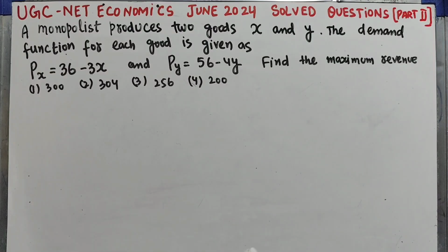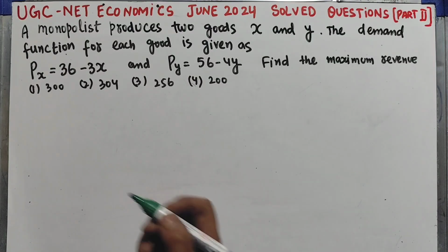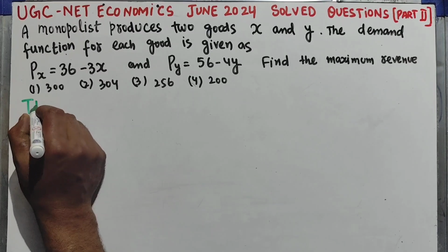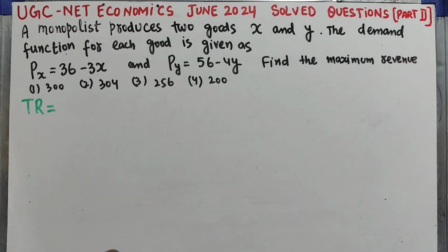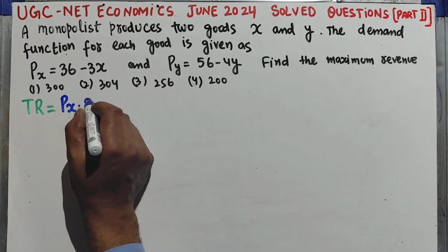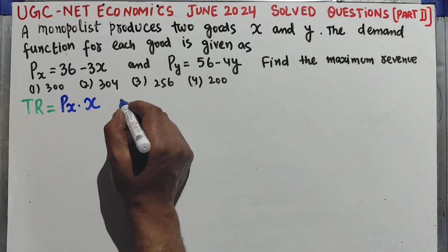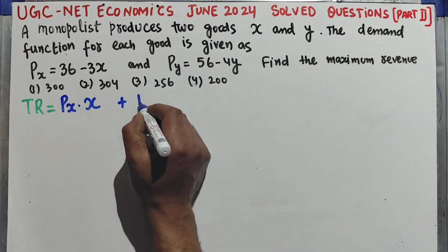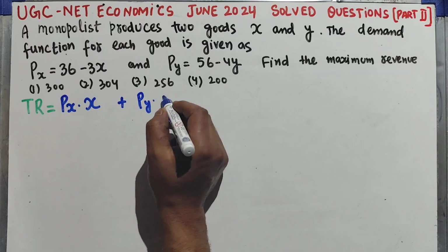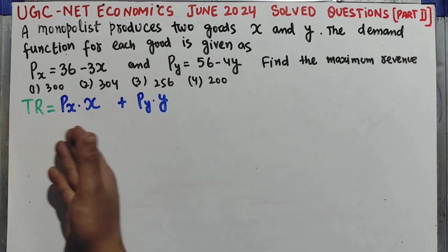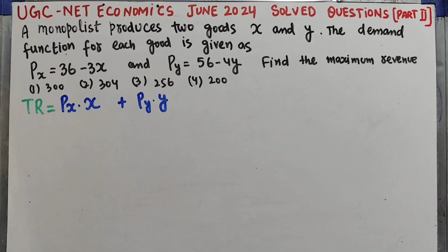So what will we do? We need to find out the total revenue function first. So let us write what will be the total revenue for the monopolist. It will be equal to the price of good X times units of good X produced, plus for the second good, the price of good Y times units of good Y produced. This will give us the total revenue first.